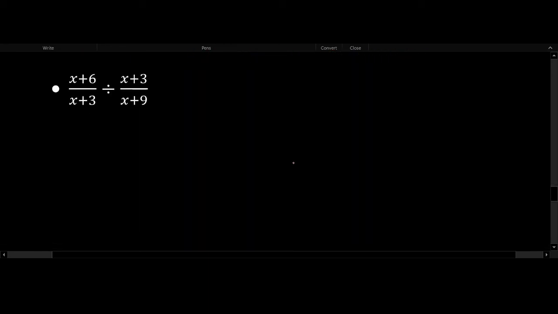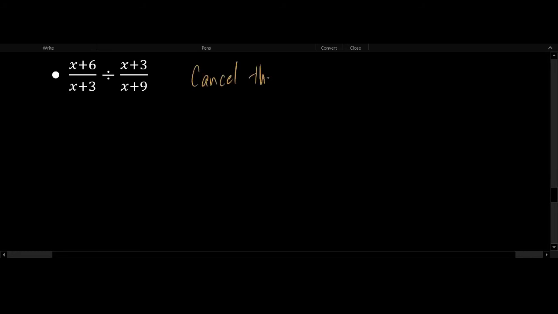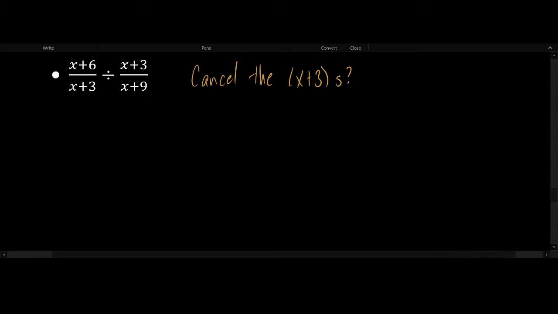What about in this example? We have x plus 6 over x plus 3 divided by x plus 3 over x plus 9. And once again, let's ask, can the x plus 3's be canceled or cross-canceled? The answer here is no.